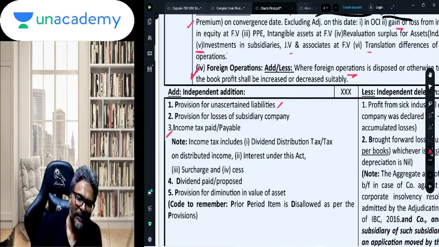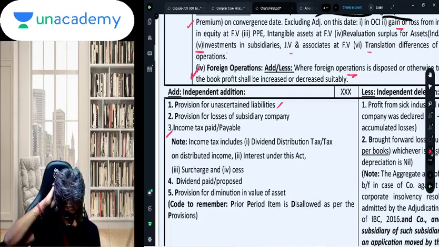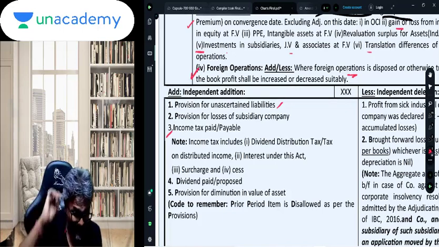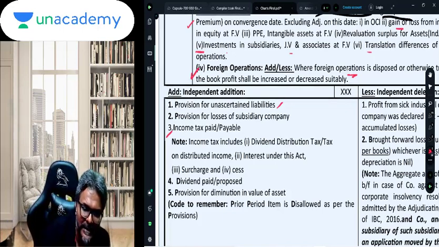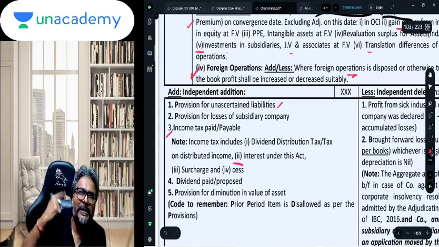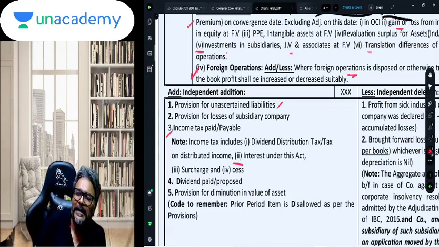Secondly, in the computation of book profit, income tax, they have defined that it will not include the dividend distribution tax. Any case it is not there. The second one is an important one, students. Interest under the Act. Now, generally, we always think like this. Interest under the Act, we think of 234A, B, and C, and only that interest is what we consider ourselves for the purpose of adjustment.